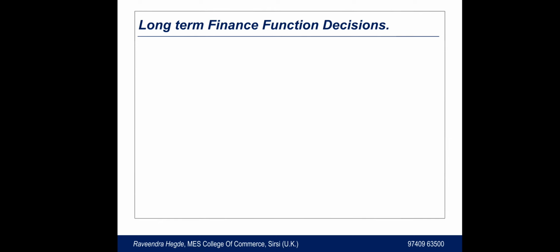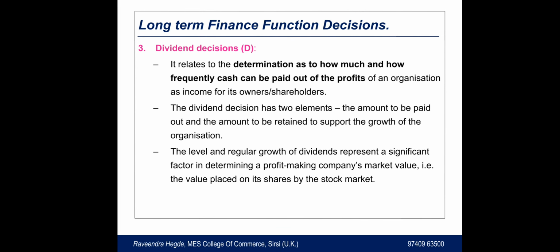Next is the dividend decisions. These decisions relate to the determination as to how much and how frequently cash can be paid out of the profits of an organization as income for its owners or shareholders. The owner of any profit making organization looks for reward for his investment in two ways: the growth of the capital invested and the cash paid out as income.